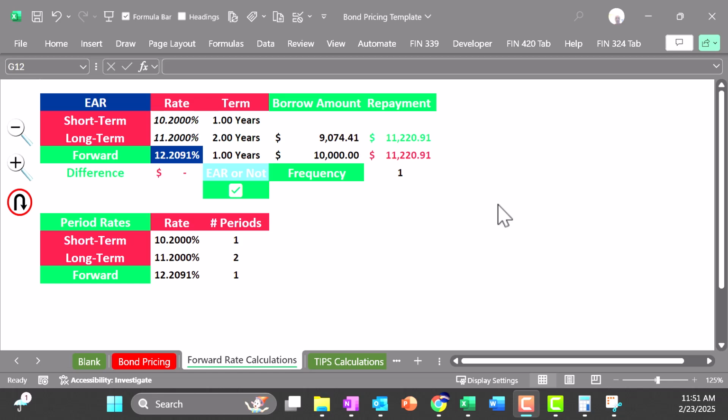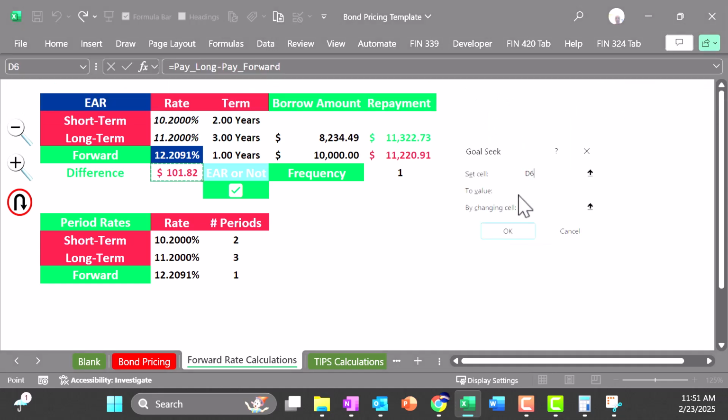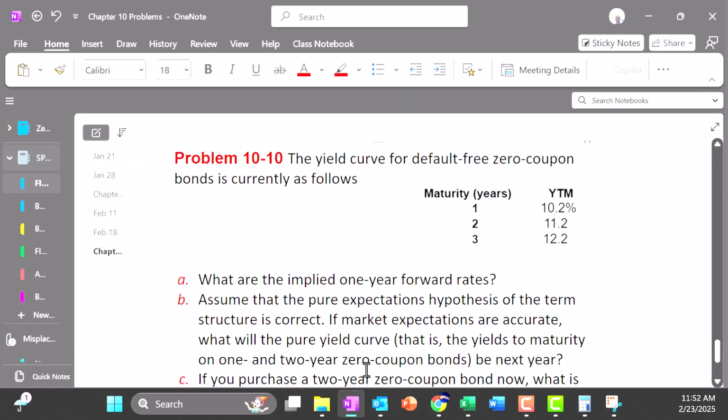Find the 1 year forward rate 2 years from now. We make the short term 2, long term 3. Do another goal seek on that difference. Data, what if analysis, goal seek, 0 by changing the forward rate. So the 1 year forward rate 2 years from now is 13.23, rounded to 2 digits. Let's go to part B of the problem.